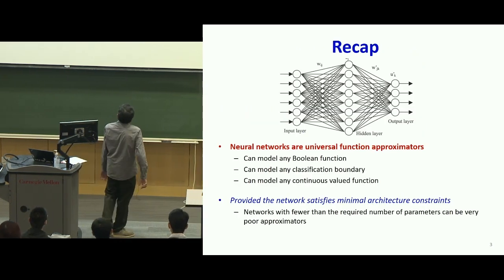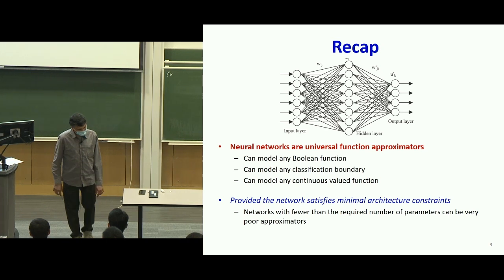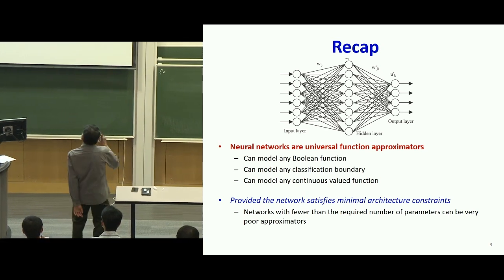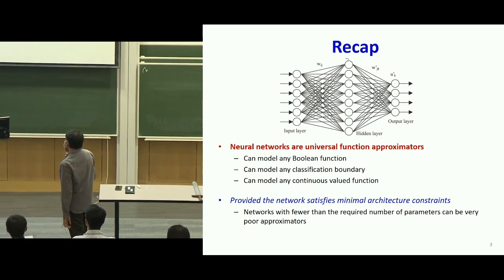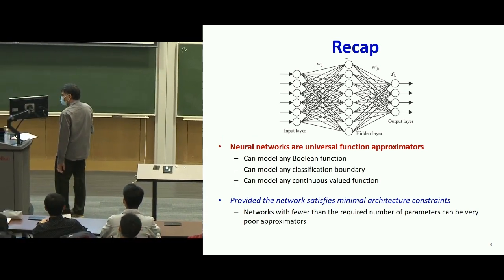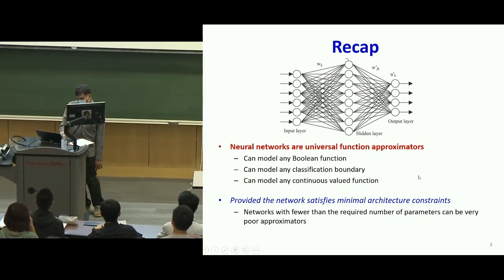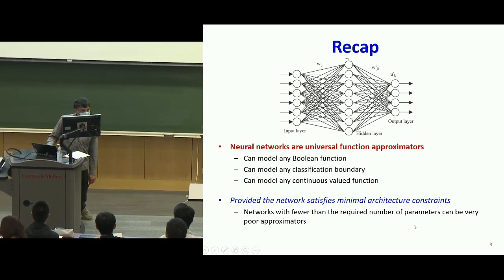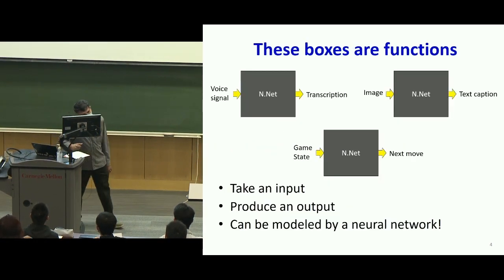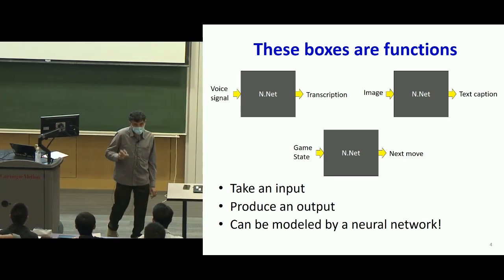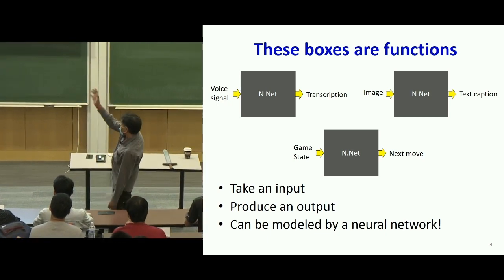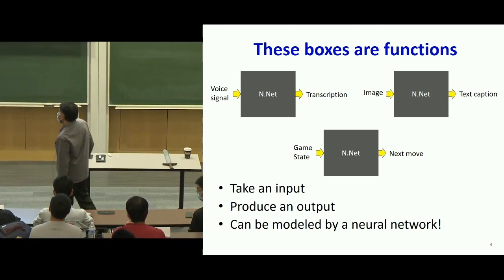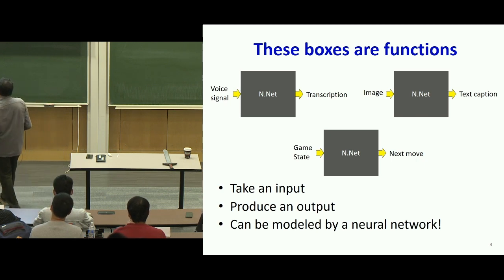So here's where we were. We found so far that neural networks are universal function approximators. They can model any Boolean function. They can model any classification boundary. They can model any continuous valued function, provided, of course, that the network has the minimal architecture required to model the function. And so these networks can, in principle, model very complex functions which perform complicated tasks like speech recognition, image transcription, playing games, and so on.